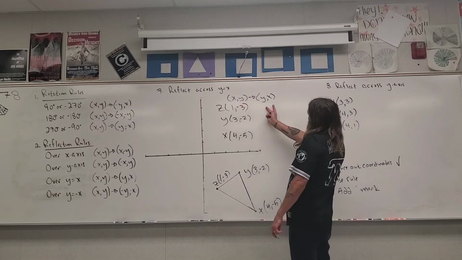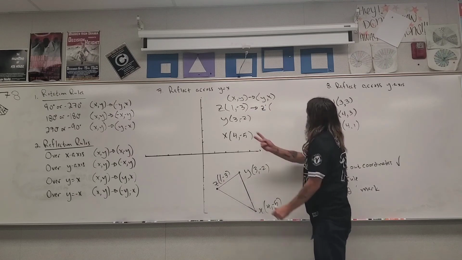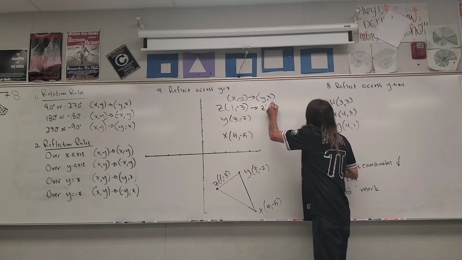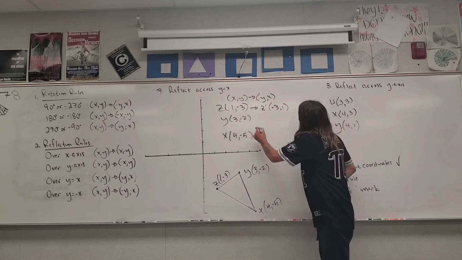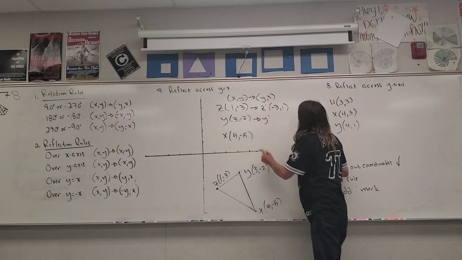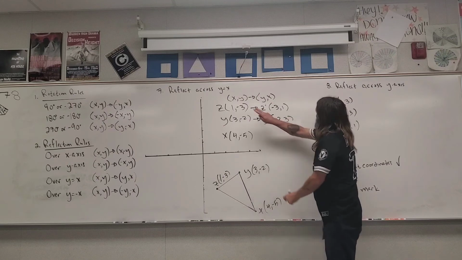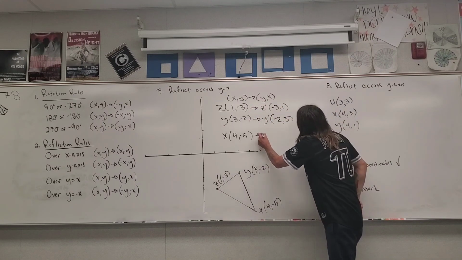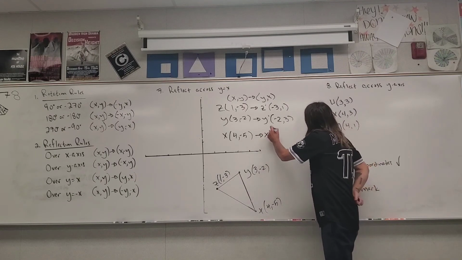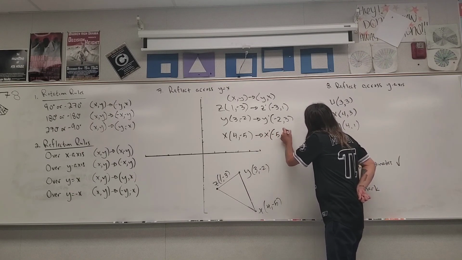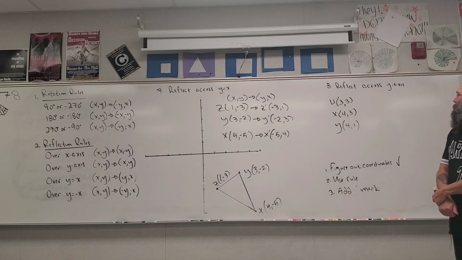So xy flips to yx. Z goes to Z prime, and I just switch the order: -3, comma 1. Y goes to Y prime, and I just switch the order: -2, 3. That's what my rule's telling me, switch the order. And X goes to X prime, and again, I switch the order: -5, 4. Number 7, well done.